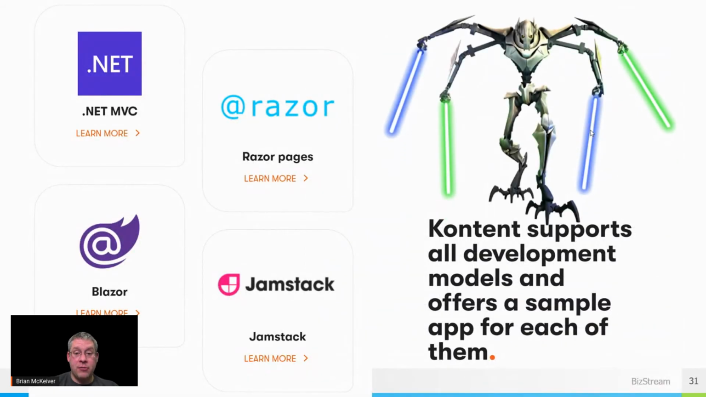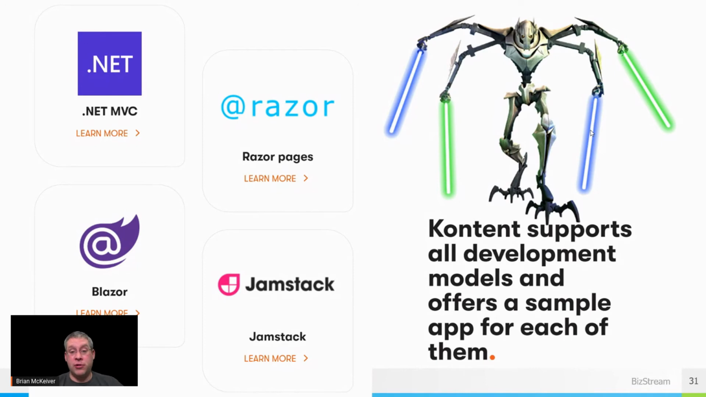By the way, Kontent by Kentico, a lot like General Grievous, is very flexible in the .NET world, and that's, again, because it's an API. So you can use it with .NET MVC, Razor Pages, you can use it with Blazor, you can even do it with Jamstack. In fact, I've talked a lot about using it with Jamstack in the past. It's very cool. It supports almost any development model. In fact, you don't have to do .NET. You can do all sorts of other technologies.